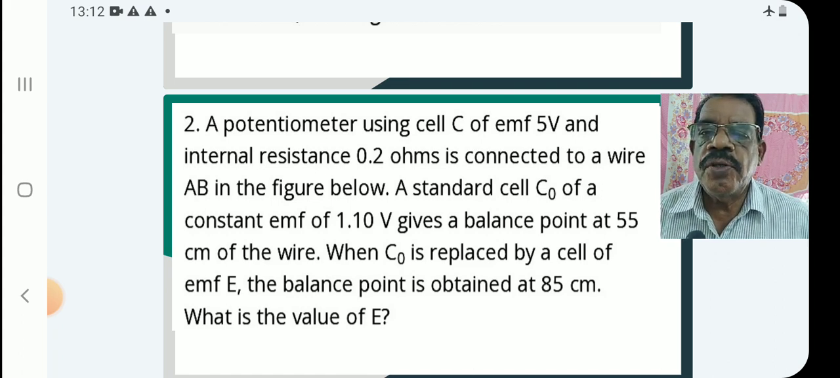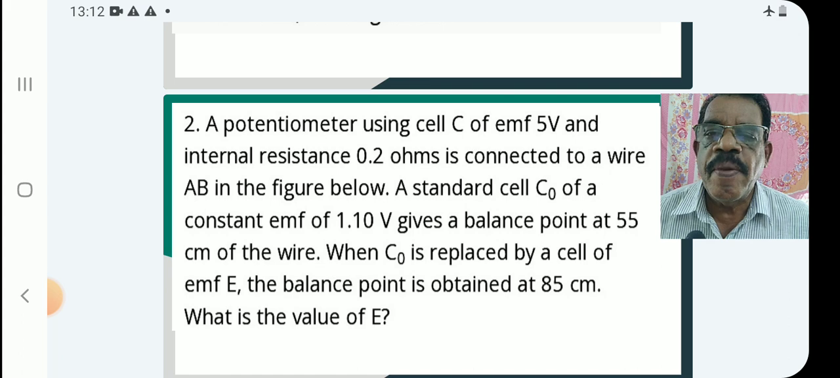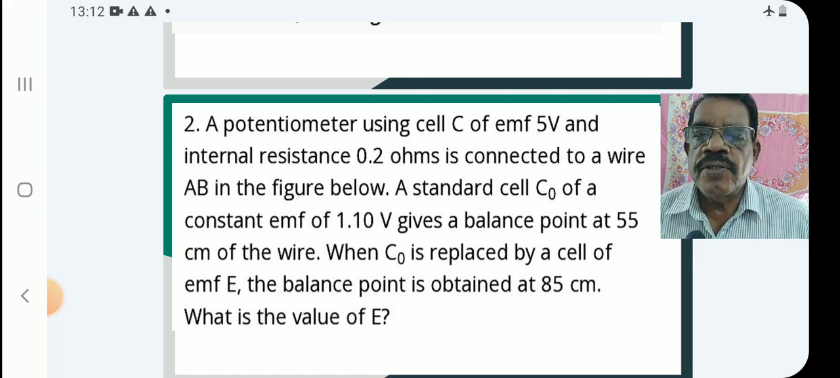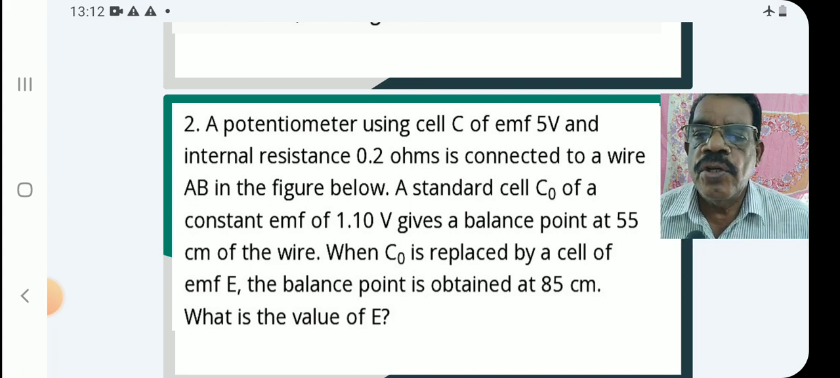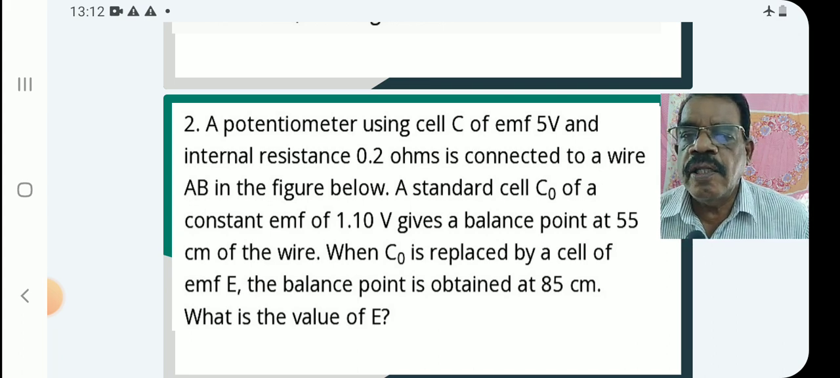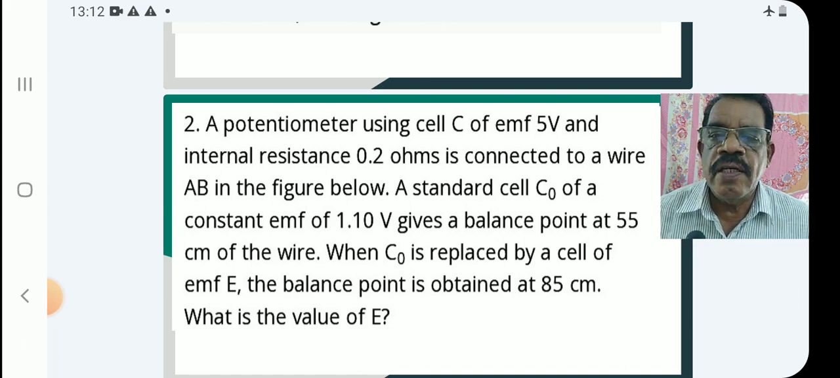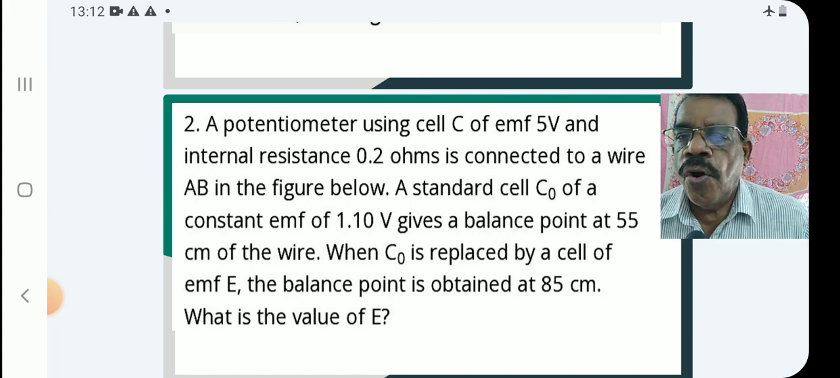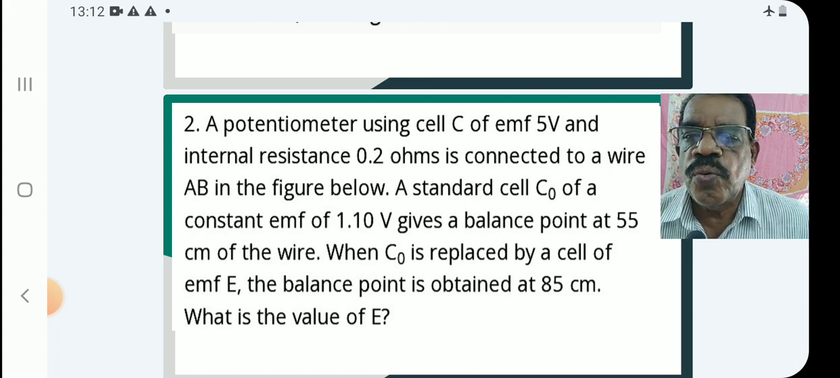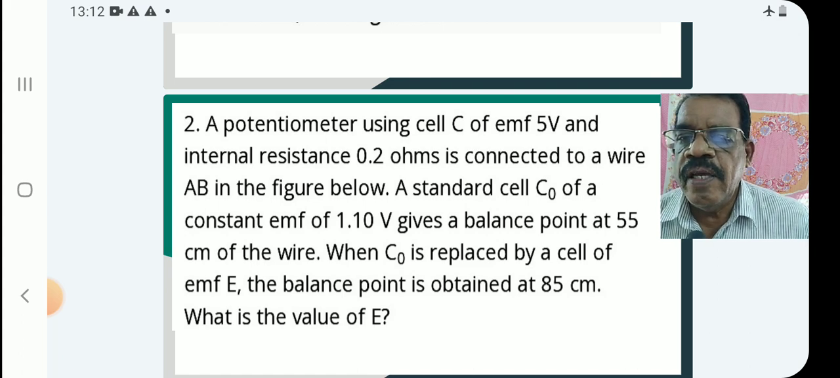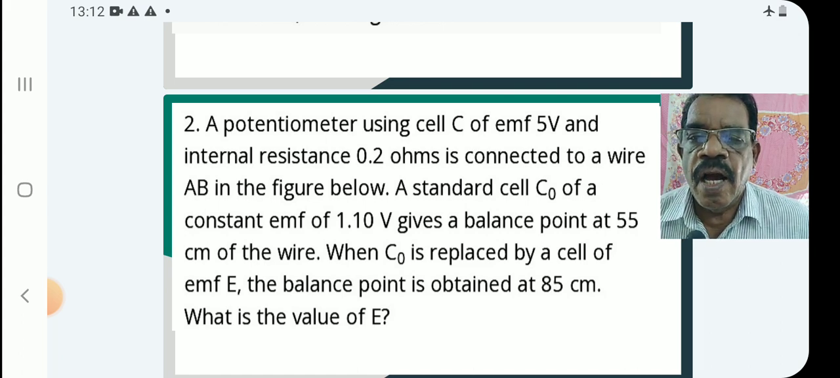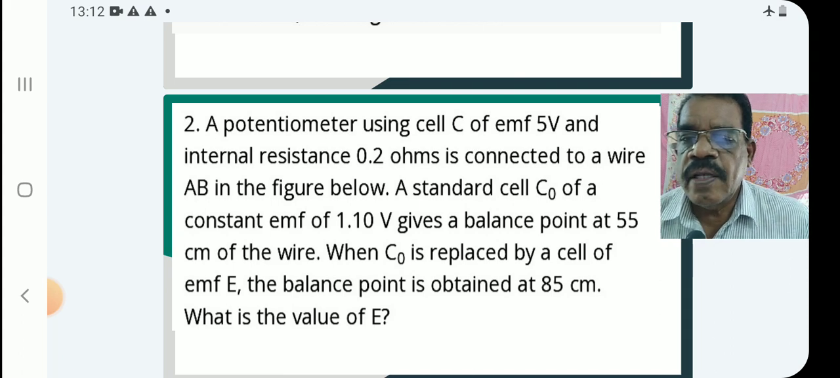A potentiometer using a cell C of EMF 5 volt and internal resistance 0.2 ohms is connected to a wire AB in the figure below. A standard cell C0 of a constant EMF 1.10 volt gives a balance point at 55 centimeter of the wire. When C0 is replaced by a cell of EMF E, the balance point is obtained at 85 centimeter. What is the value of E?